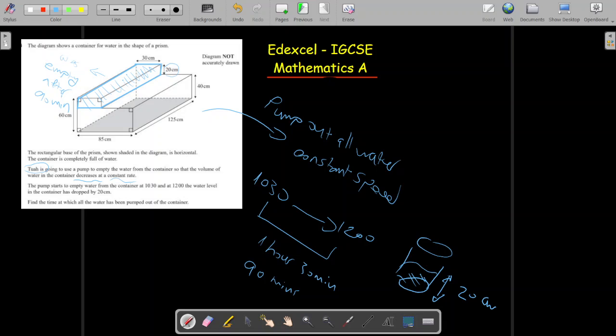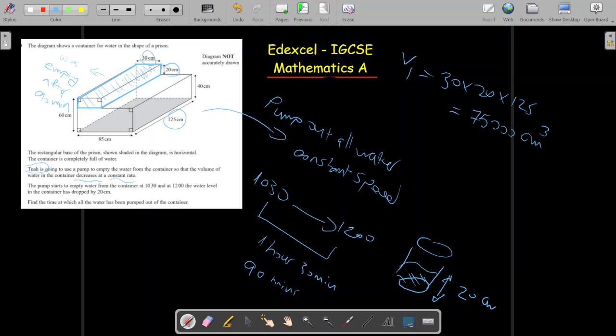So what you need to do is first discover the volume of this part. We're going to say volume 1. Volume 1, the shape that you see in front of you, is a cuboid, and it has these dimensions. So it's going to be equal to 30 multiplied by 20 multiplied by 125. When you do the calculation, it's going to be equal to 75,000 centimeter cube. This is the first part of how you can solve it.